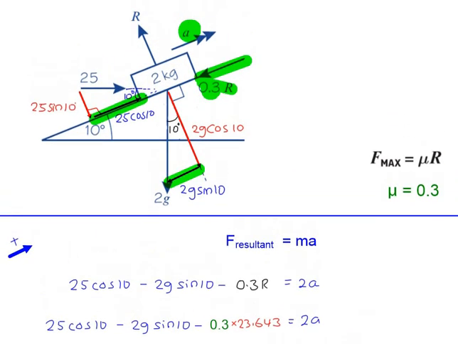Acceleration is a vector. Its direction is given by this arrow here on the diagram. For further practice, try these questions.